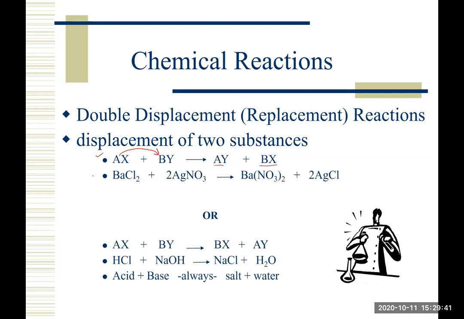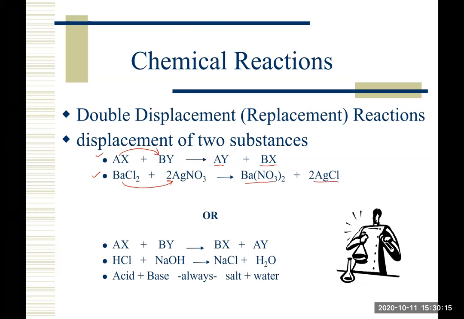If we look at this real reaction between barium chloride and silver nitrate, barium, having the positive oxidation state, will switch places with silver, also having the positive oxidation state. And in the products, you can see that barium has now formed a compound with nitrate, giving us barium nitrate, and silver has now formed a compound with chloride, giving us silver chloride.